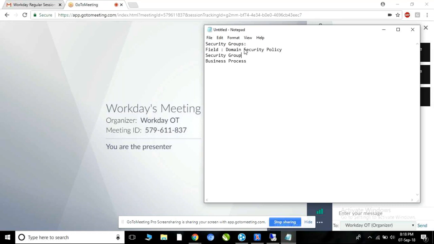Based on these security groups, we can assign these groups to any person whom we are hiring. Suppose I'm hiring an HR person in my company. I will assign him to the security group called HR partner, and the HR partner in my organization can see these things.